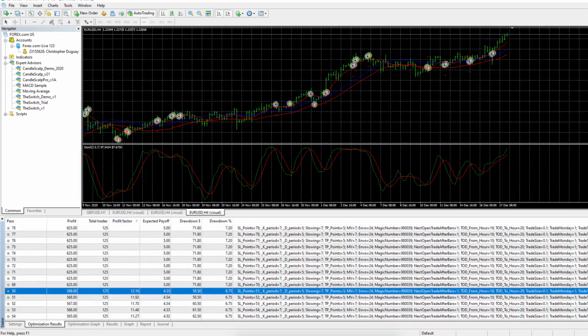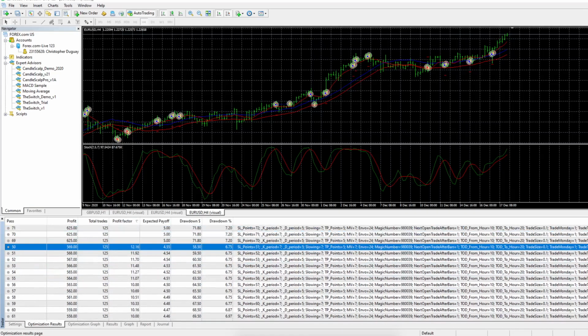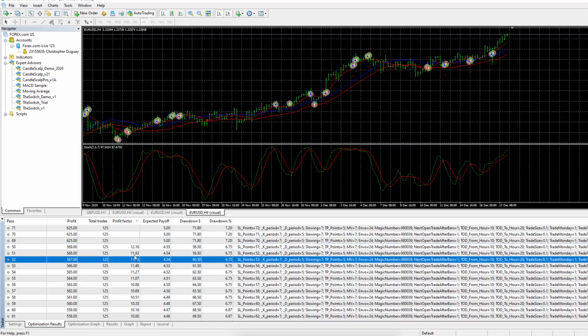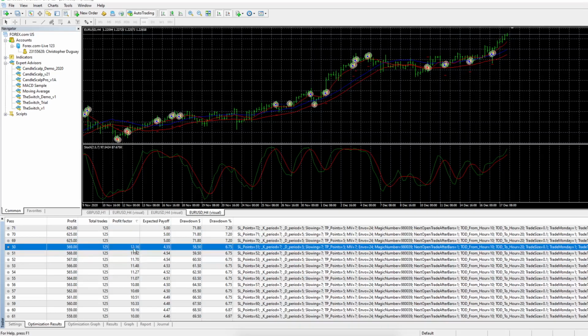All right, we got more than. Look at that. So 12.16 take profit. I mean profit factor. You want to be above 2.0. Okay. So if you start seeing these high numbers, oh man, that's amazing.